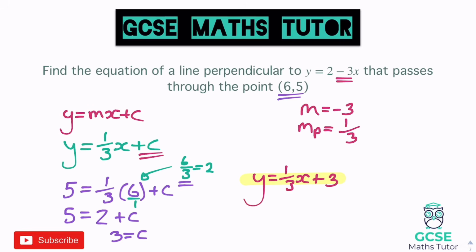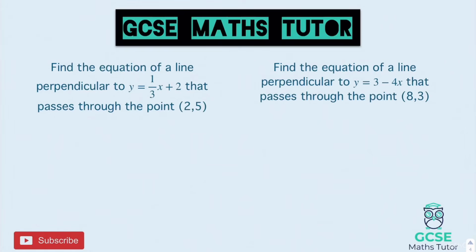Okay, right, so here's some for you to have a go at. Okay, so there's two questions there. Have a go, write down the gradient of the line, write down the perpendicular gradient, stick it into y equals mx plus c, and then sub those coordinates in that are on the line there to find your line equation. So pause the video there and we'll go over the answers in a sec.